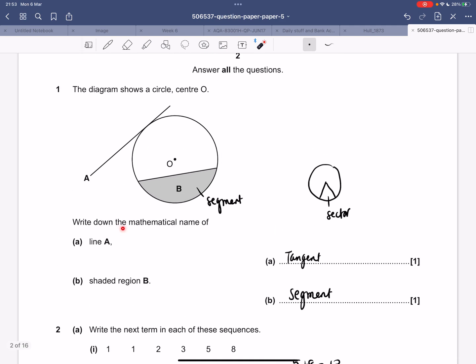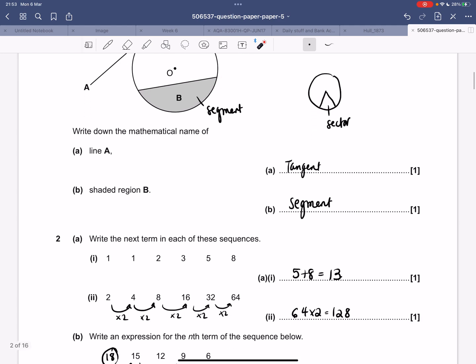So the first one, write down the mathematical name of the line A. The diagram shows a circle with centre O. So that's a tangent, when the line just touches the circle without cutting through it. And then the shaded region B is called a segment. Don't mix it with a sector, which is like a traditional slice of cake. Segment across that way, sector, like that.